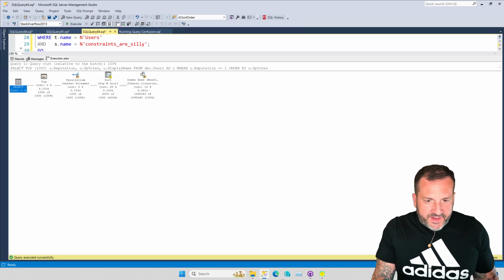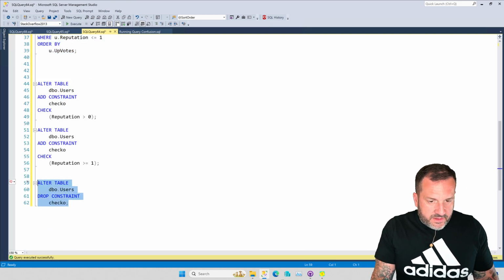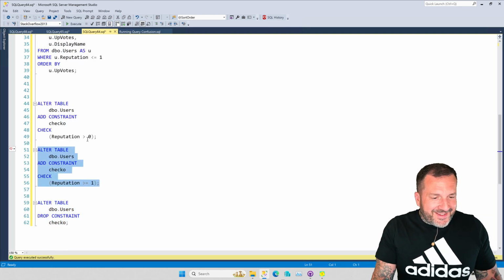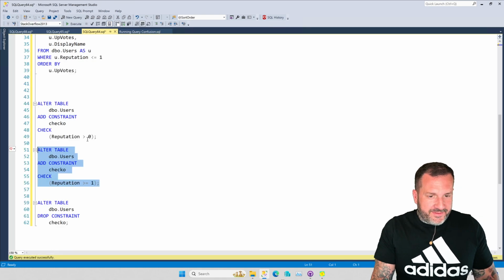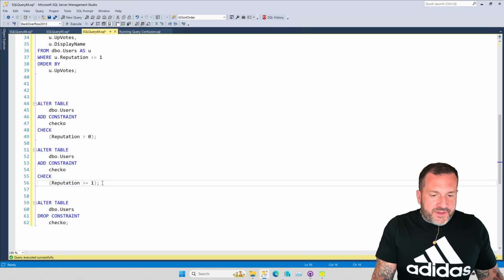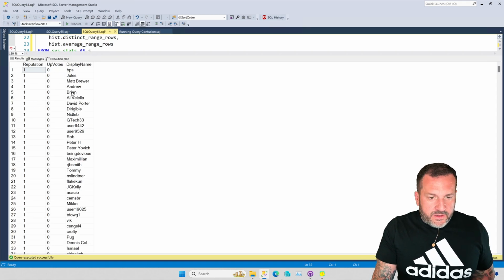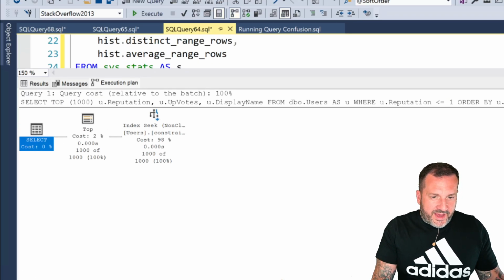If we want to fix that, if we want to change that for good, we need to get rid of the constraint as it exists here. And we need to change the constraint. I don't know what a constraint is. I don't think that's a word. We need to change our constraint to be reputation is greater than or equal to one. And when we do that, now SQL Server changes its whole mind.